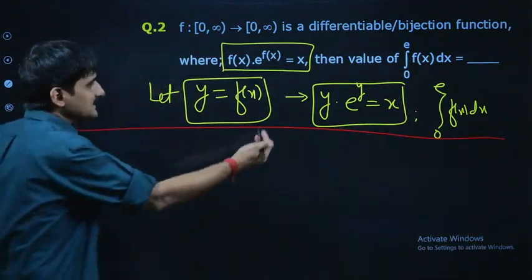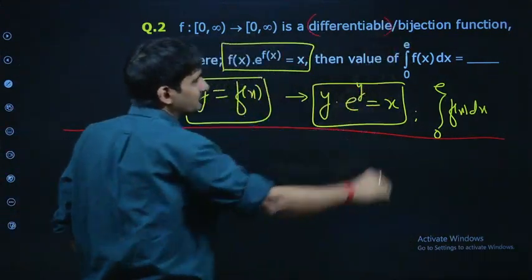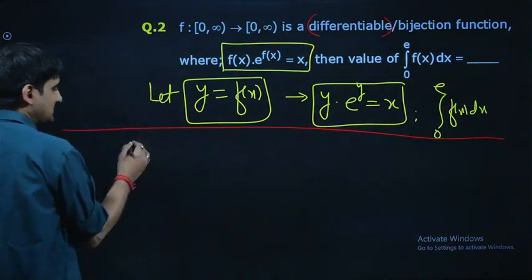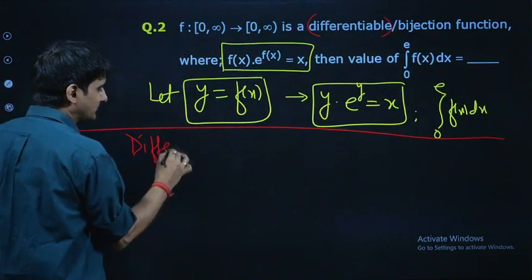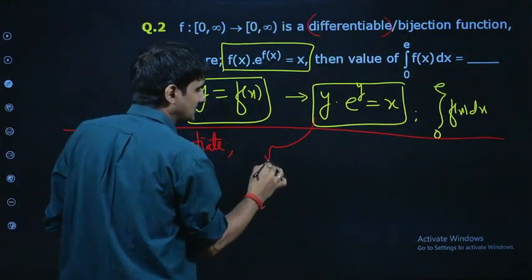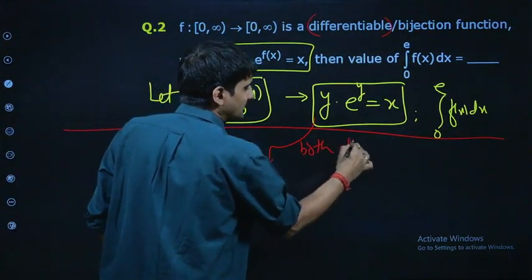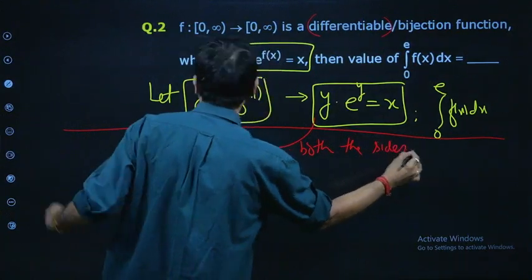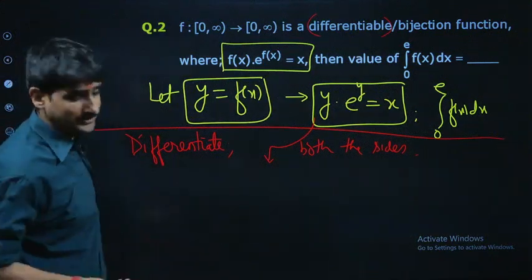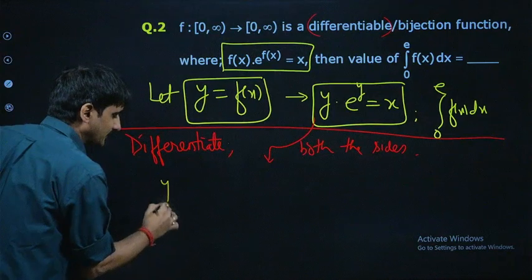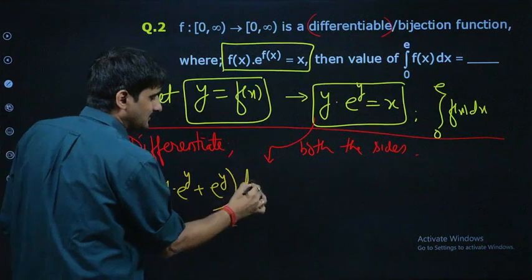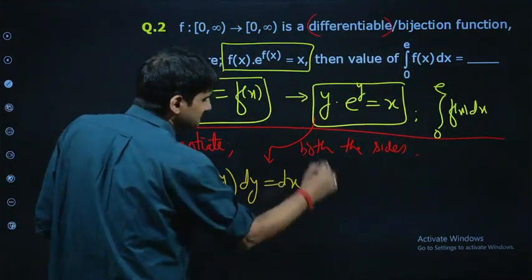I will move in reverse order, because in the original question it is given to be a differentiable function. So I will say, differentiating the given relation on both the sides. What do we get? Of course, it's a product rule here. So y e^y + e^y dy = dx.